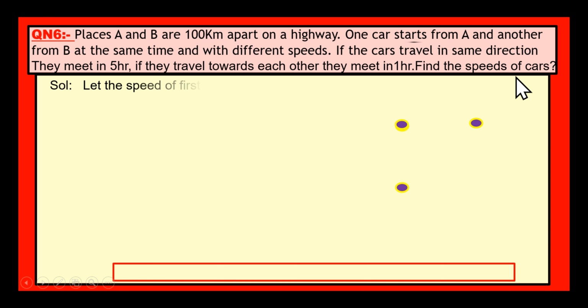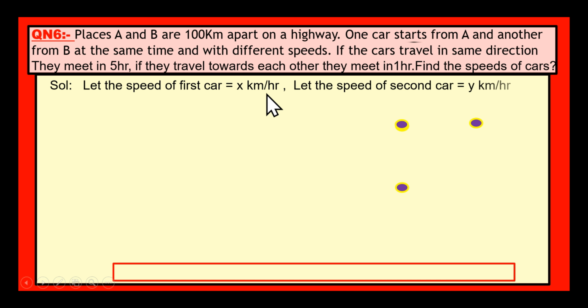Therefore, let us assume that the speed of the first car is x kilometers per hour and the speed of the second car is y kilometers per hour. Here there are two places. This is the first place and this is the second place. This is A and this is B. What is the distance between the two places? The distance between the two places is 100 kilometers.